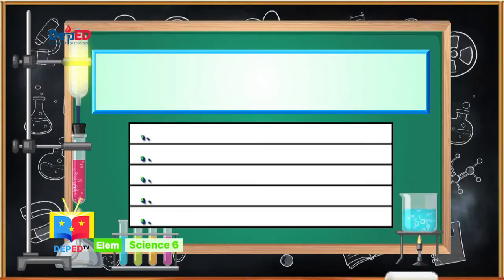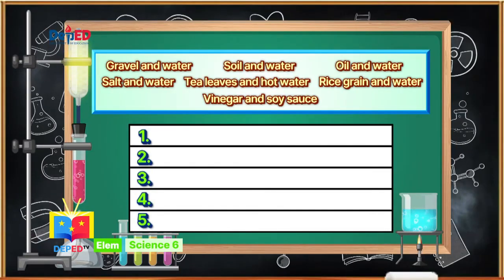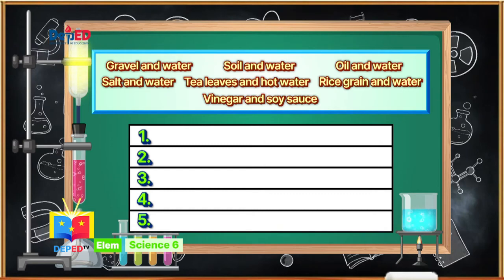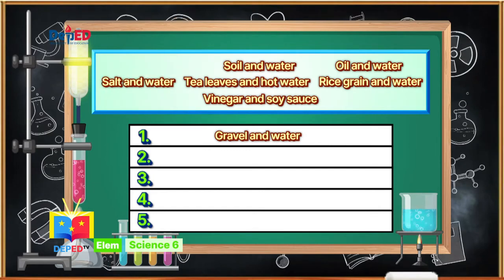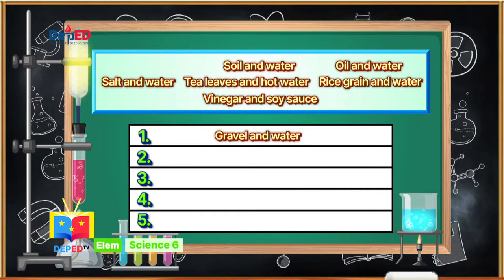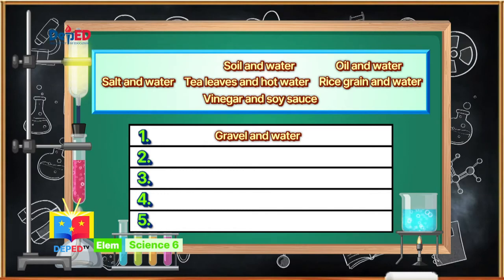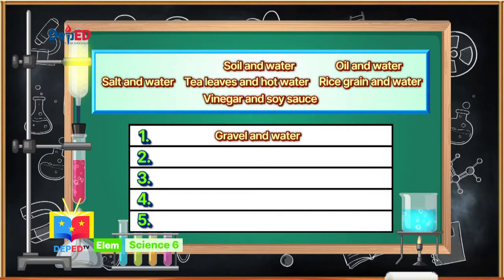Great! Is the mixture of gravel and water an example of suspension? Great! Yes, it is. Is the mixture of salt and water an example of suspension? Very good! No, it is not. The mixture of salt and water is an example of solution because the salt can be dissolved in water.